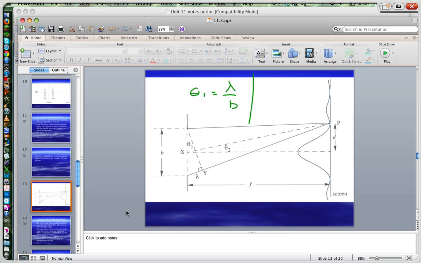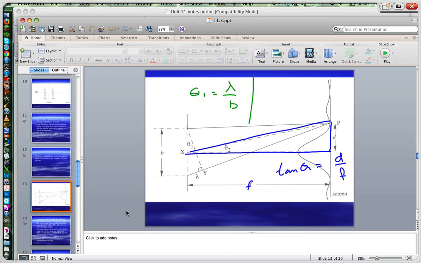Now I want us to look at this triangle over here. That one over there, where f is the distance from the single slit to where it's been projected onto, and d is, what I was mentioning there, from the middle of the principal maximum to the destructive interference point. We can see from that the tan of theta 2 is equal to d over f.